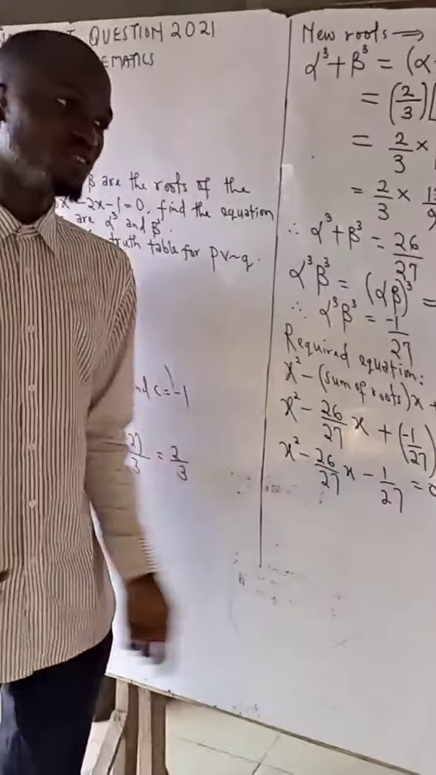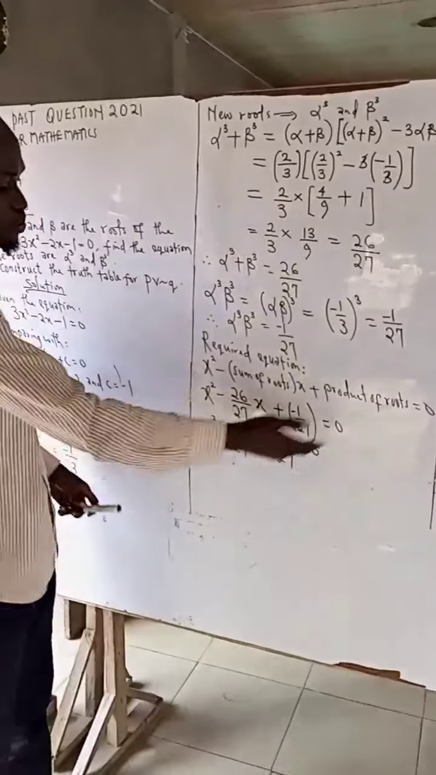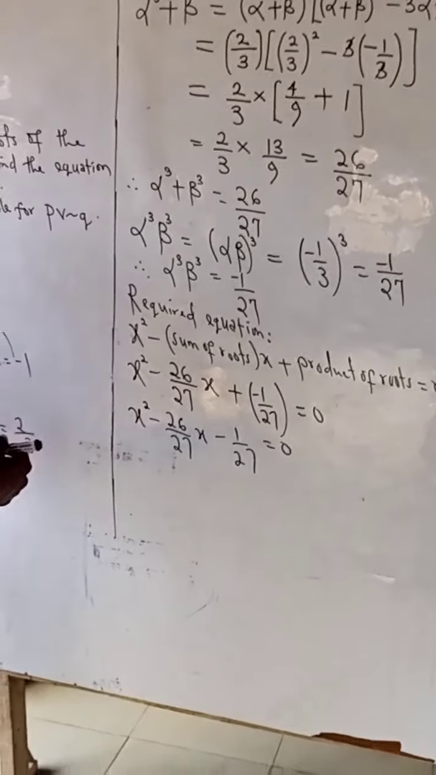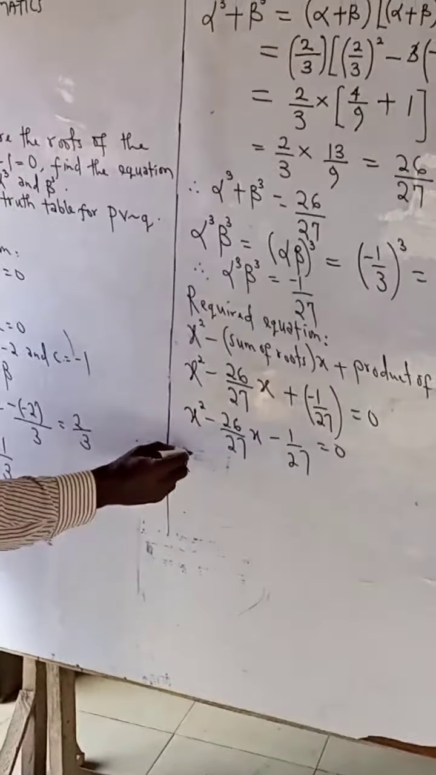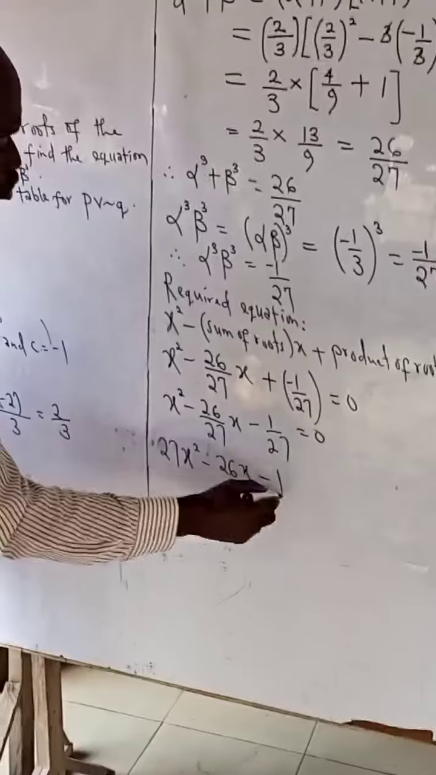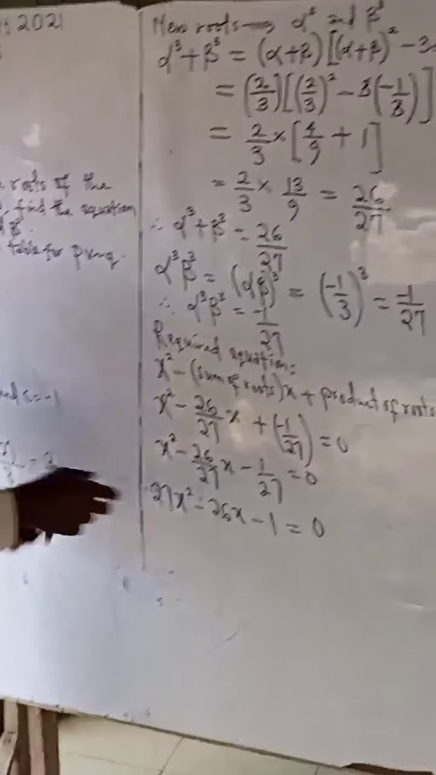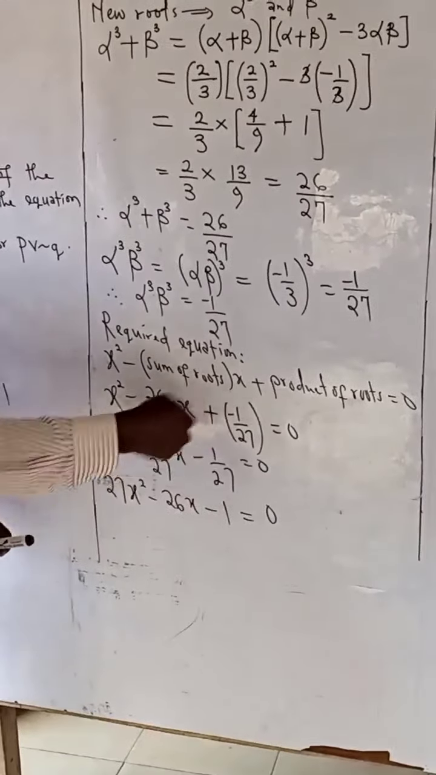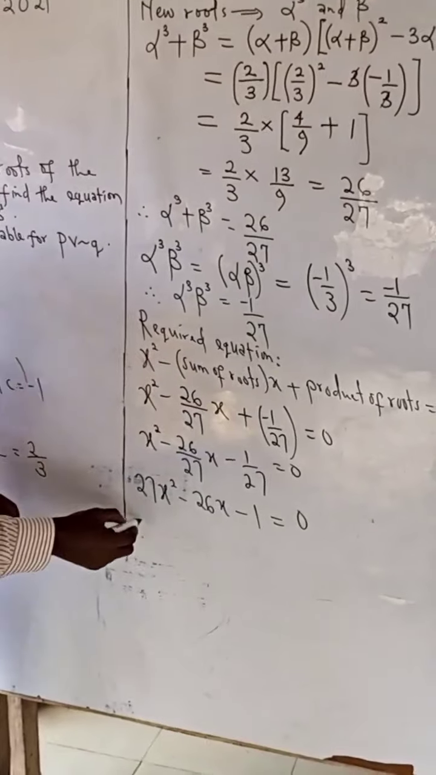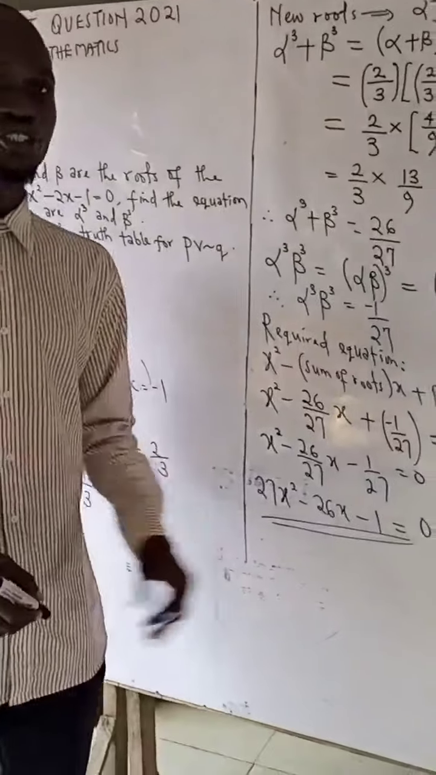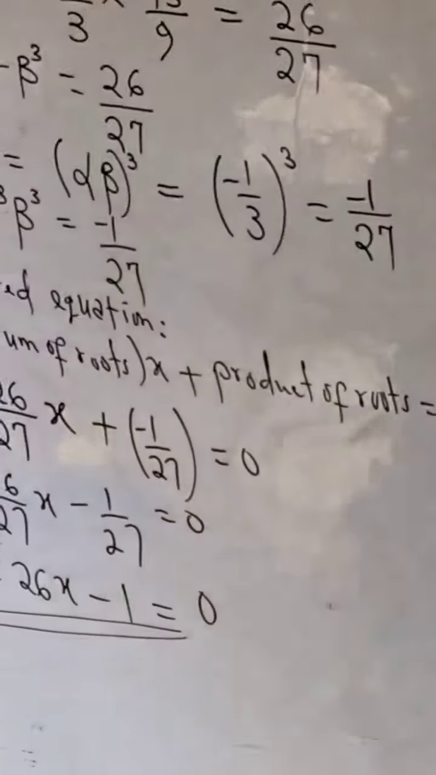Now, we cannot leave our answer like this. We still have to clear the fraction by multiplying through by 27. So we multiply through by 27 to have 27x squared minus 26x minus 1 equal to 0, because 27 over 27 equals 1 when we multiply. And this is the end of question 3a, which is the required equation. So thank you, and follow me to question 3b.